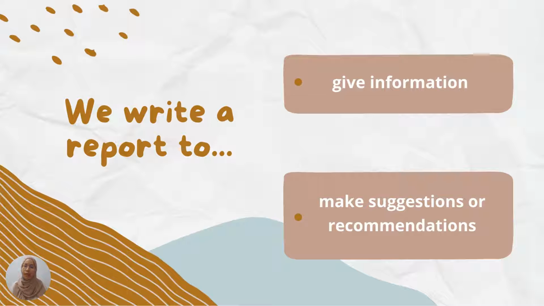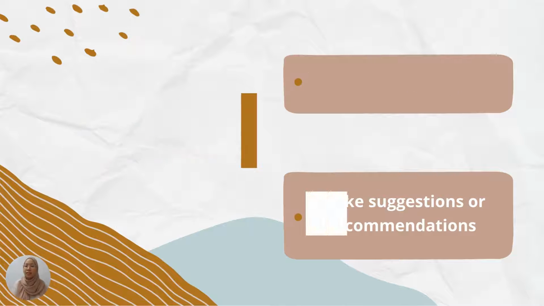Why do we write a report? Because we want to give information about a certain thing. It can be information about a survey, a product, a service, or information about problems that you found somewhere. And then other than that, we also write a report to make suggestions or recommendations. We don't only give information, we don't only highlight the problems, we also give suggestions or recommendations for improvement.